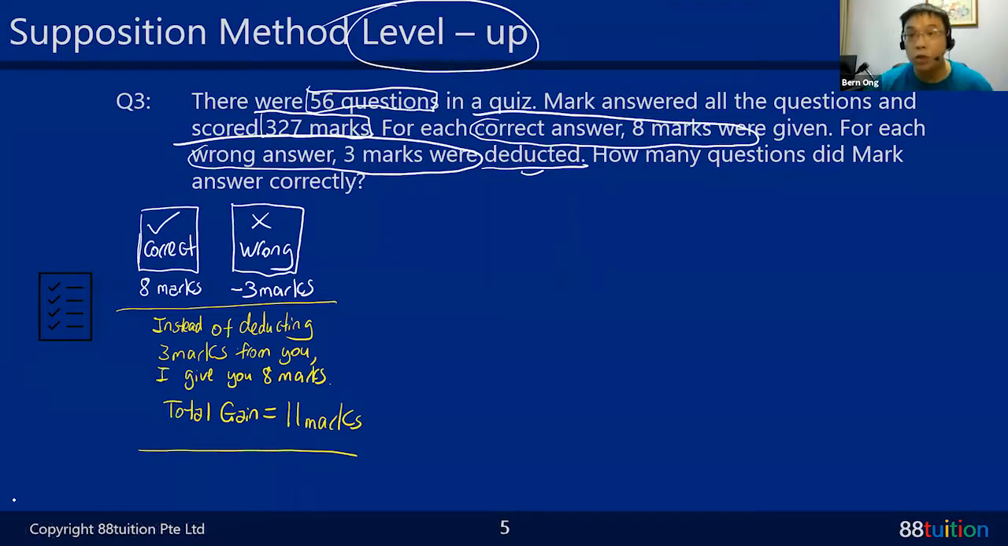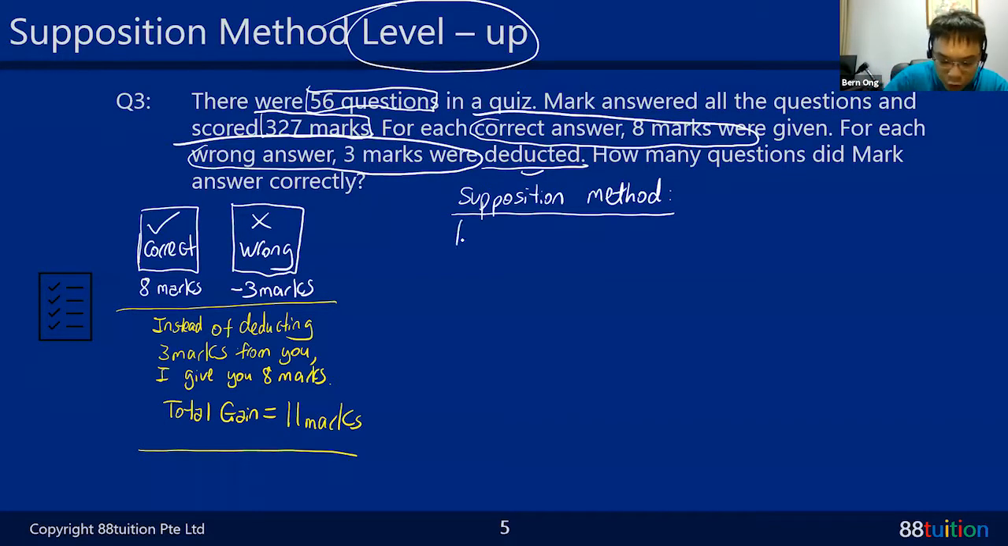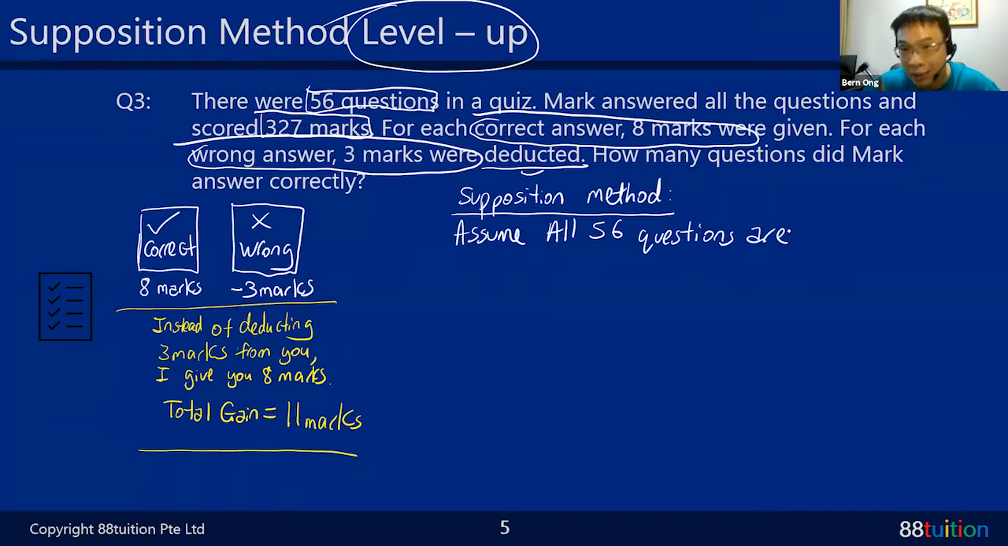So down here, you assume what? Supposition method. You can use guess and check, I know. You can use guess and check, but I like to use supposition method, quickly get the answer. So how? The very first step, you assume all 56 questions are the one that got more marks. This one is the opposite. The one that got more marks. All 56 questions are correct.